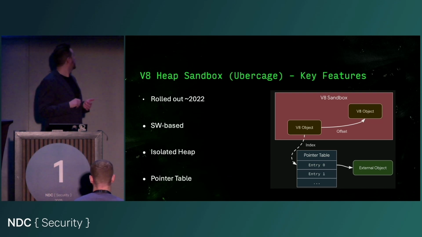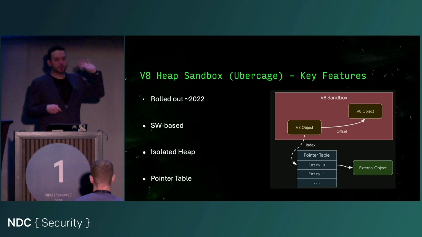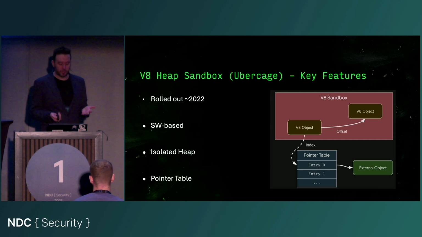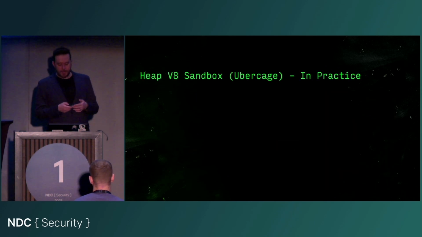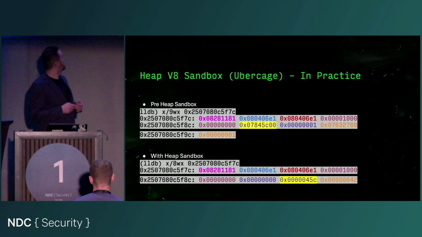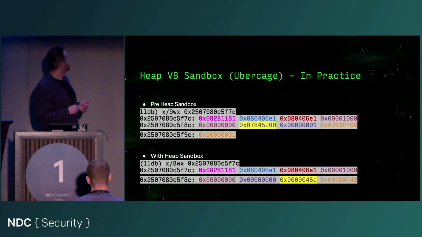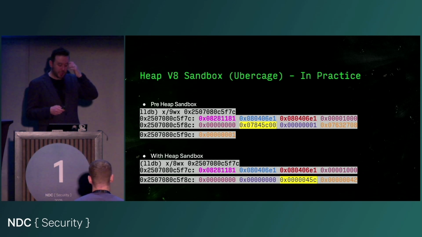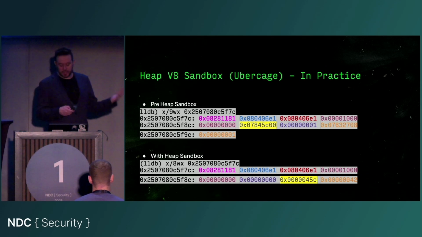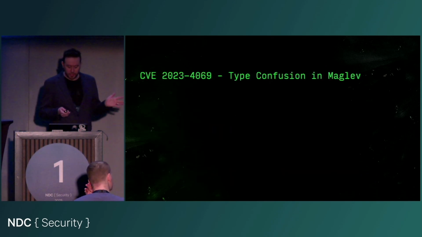Yes, the main key takeaway is that we have a pointer table. So the back-in-store pointer that we typically have used before is not available anymore. So we don't have pointers. In practice, here it is in yellow. This is just a simple JavaScript array buffer that we are dumping. Pre-heap sandbox, we had the full pointers for the back-in-store pointer here. And what we have here is just an offset, 45C, which cannot be abused anymore because the pointer table lives outside the heap sandbox. So we cannot access that anymore.